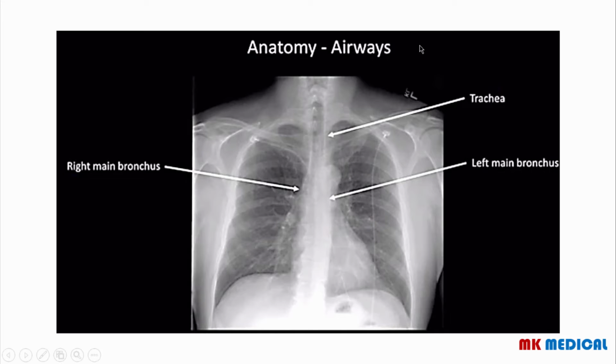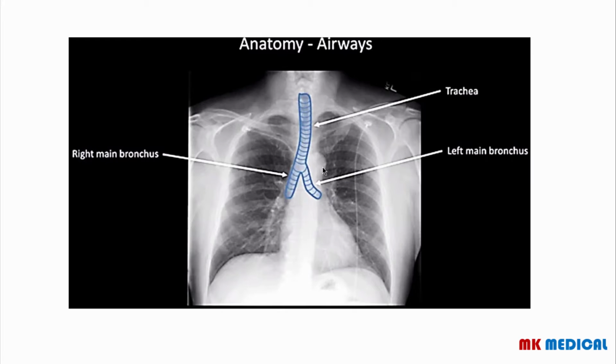So here is a picture of the trachea in the center, and of course it bifurcates into the right main bronchus, which is almost in line with the trachea, as well as the left main bronchus, which is at an angle. I know this may be very difficult for some of you who are looking at x-rays for the first time, so I've decided to superimpose certain images. So if I superimpose, this is how you are supposed to visualize it.